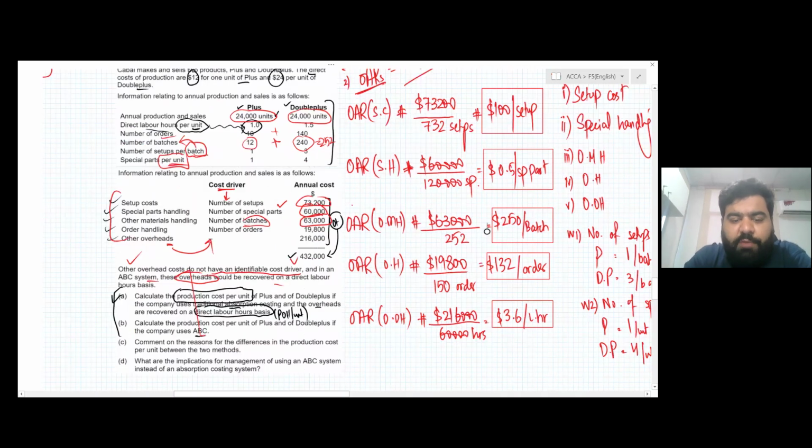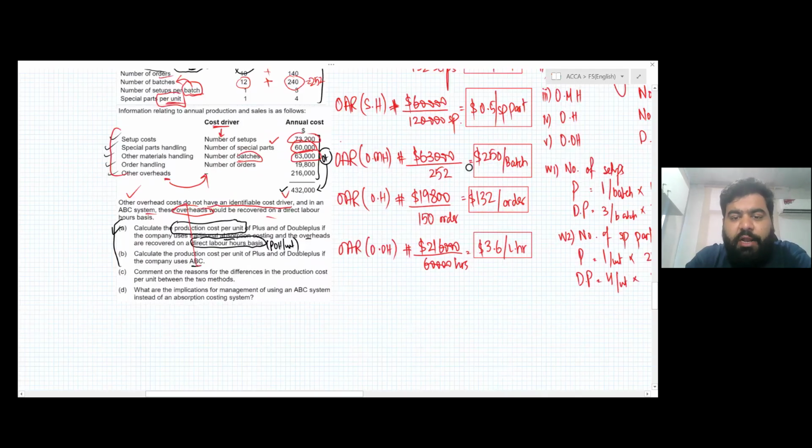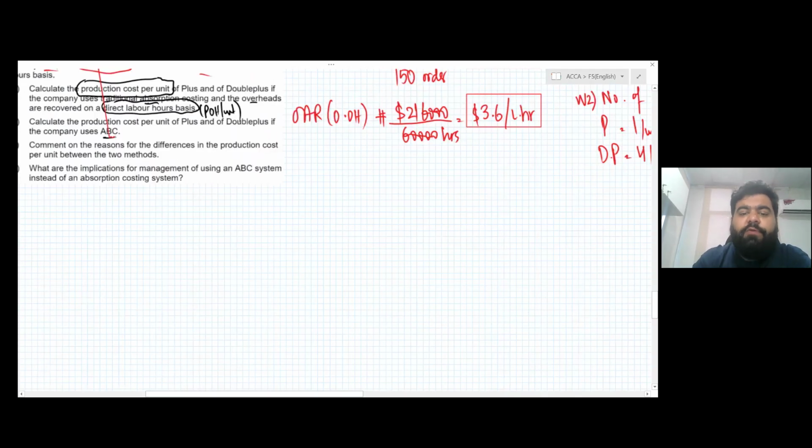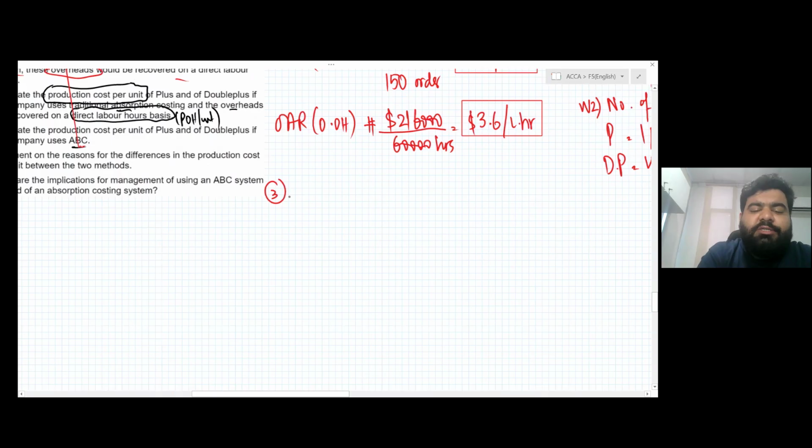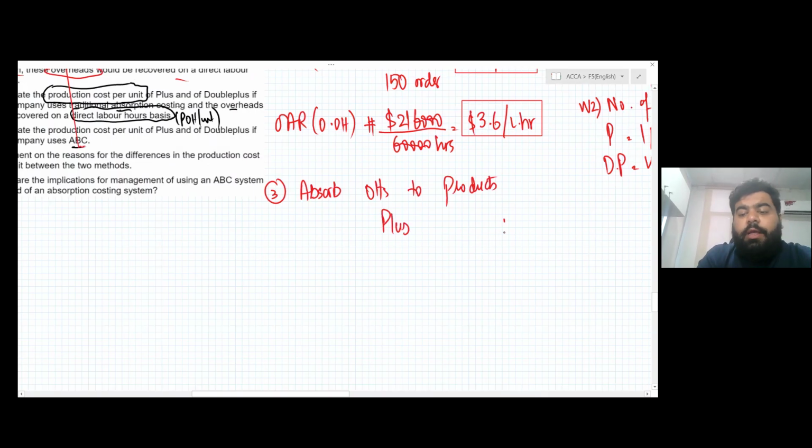Now the second step will be calculating the production overhead per unit, for which I have told you it's the third step. First step, identifying cost drivers. Second, OARs. Third was absorb overheads to products. Now we have two products, plus and double plus.